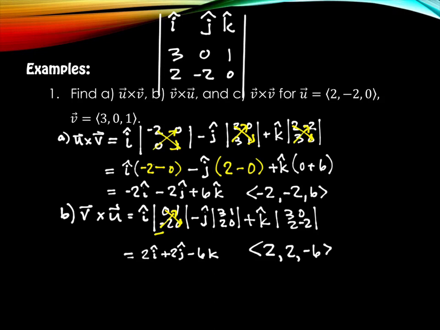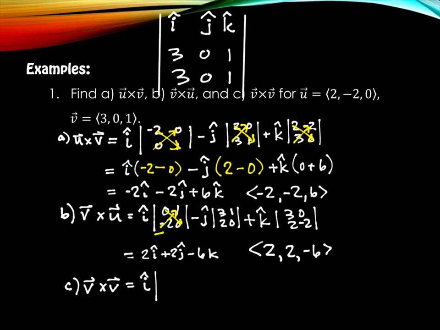We're going to do V cross V. So the third one here is to do V cross V. So that would actually create this matrix at the top. So I have the i, j, k and then I have 3, 0, 1, 3, 0, 1. All right, so we're going to expand along minors. So we have our i.